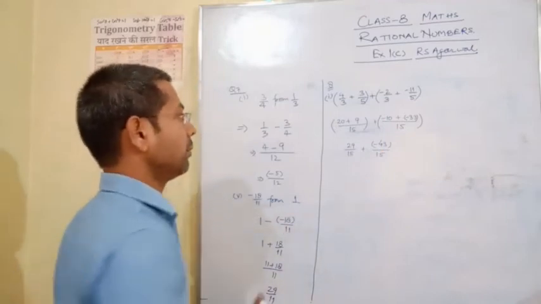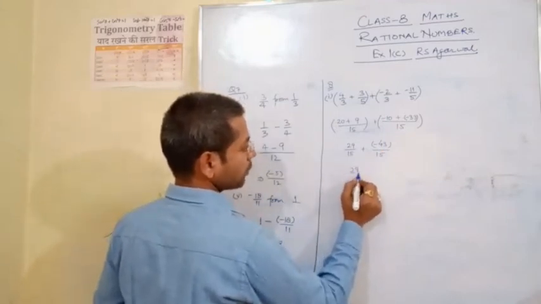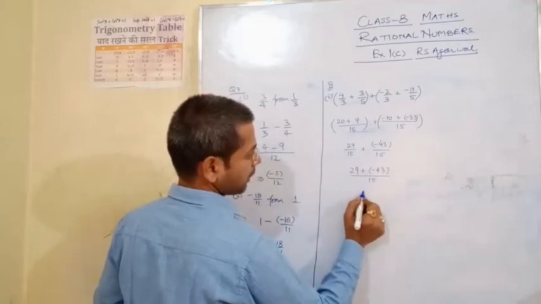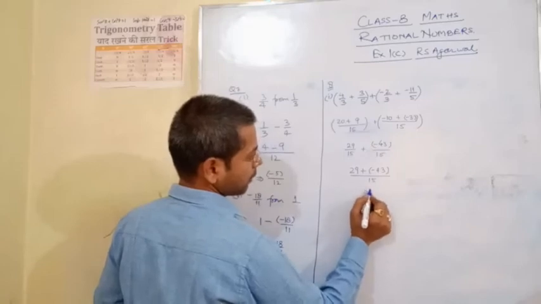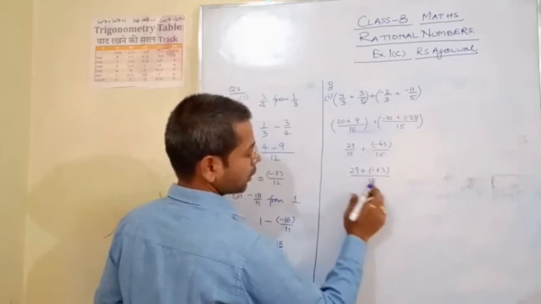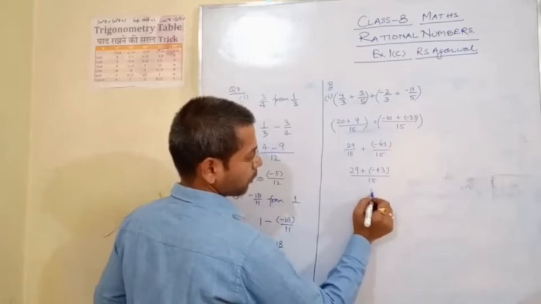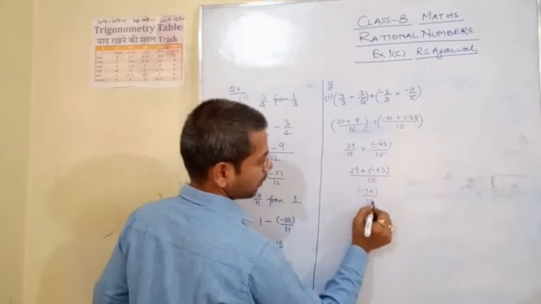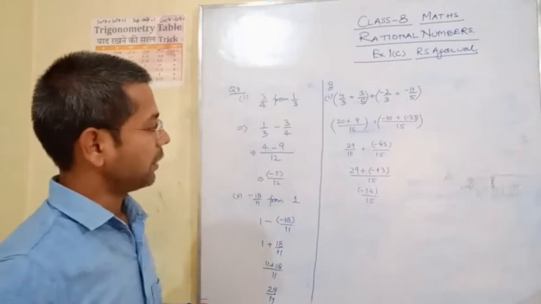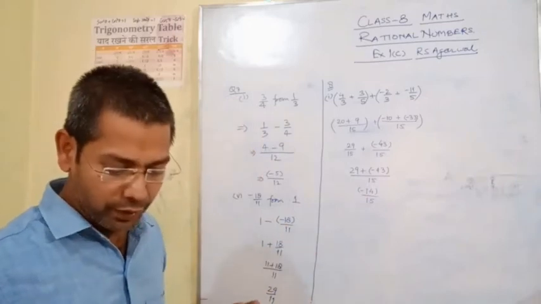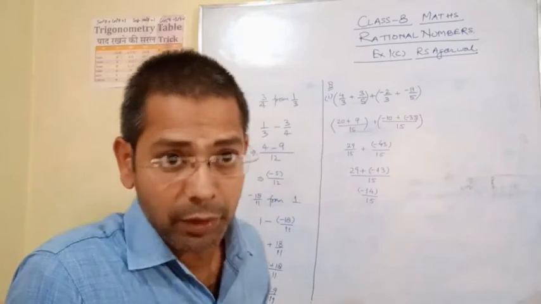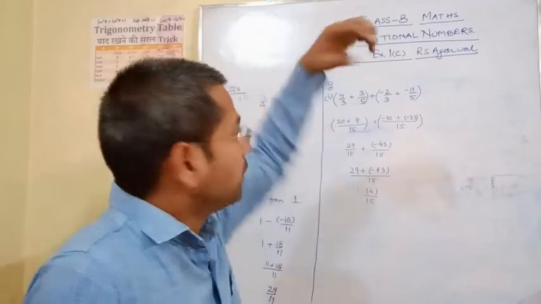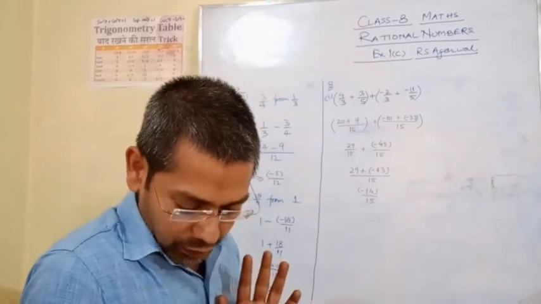Now when the denominators are equal, the numerators will be added like this: 29 plus minus 43 upon 15. It will be minus 14 upon 15. So the result is minus 14 upon 15. In the same way, we can do the remaining 3 parts by rearranging the numbers in this way, and we will get the answers.